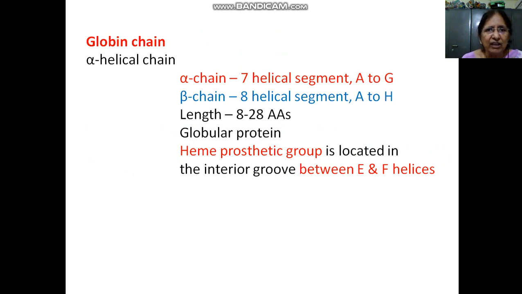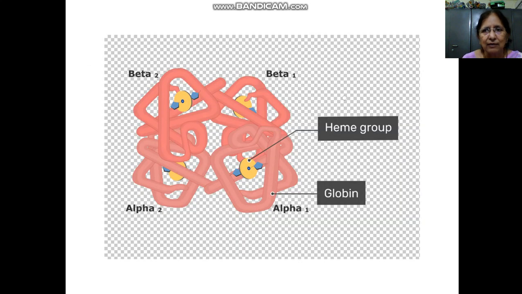The globin chains are helical, which is why they are known as alpha helical chains. The alpha chain has 7 helical segments from A to G. The beta globin chain has 8 helical segments from A to H. The length of these helices is 8 to 28 amino acids, and the heme prosthetic group is located between the E and F helices. There is a groove.